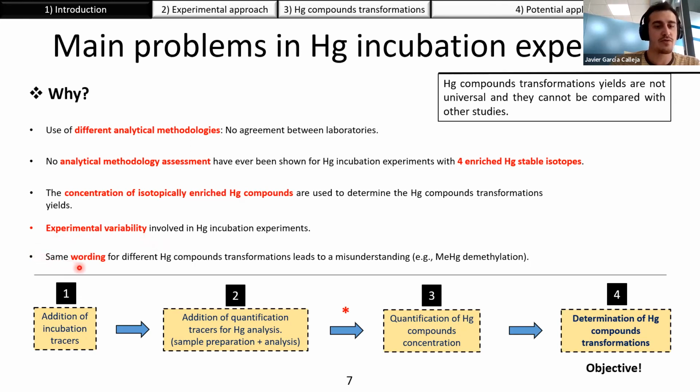And the final point is that in some cases, we use the same wording for different mercury compounds' transformations. For example, methyl mercury demethylation. In some cases, you can measure the methyl mercury demethylation as the decrease of methyl mercury concentration. This decrease in methyl mercury concentrations can be due to precipitation, the formation of elemental mercury, the formation of inorganic mercury, or even the formation of dimethyl mercury. In some cases, they use methyl mercury demethylation referring to the formation of gaseous mercury or inorganic mercury, but in some cases, there exists a big misunderstanding when we refer to methyl mercury demethylation.